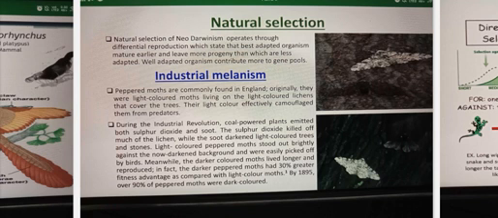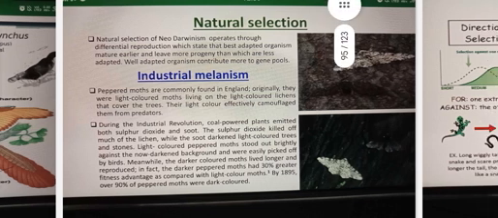During the industrial revolution, coal-powered plants emitted both sulfur dioxide and soot. The sulfur dioxide killed off much of the lichen, while the soot darkened light-colored trees and stones. Light-colored peppered moths stood out brightly against the new darkened background and were easily picked off by birds. Meanwhile, the darker colored moths lived longer and reproduced. In fact, darker peppered moths had a 30% greater fitness advantage as compared with light colored moths. 90% of peppered moths were dark colored.